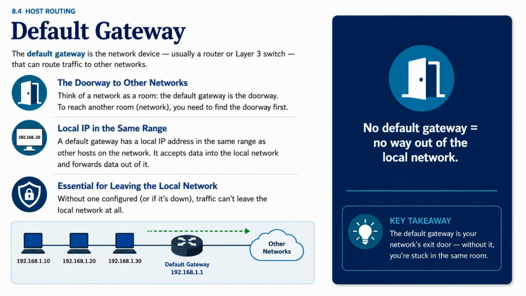The default gateway, usually a router or layer 3 switch, is what routes traffic to other networks. Use the room and doorway analogy. To reach another room, network, you first need to find the doorway. A default gateway has an IP in the same range as other local hosts. Critical point: no default gateway configured, or it being down, means traffic simply cannot leave the local network.